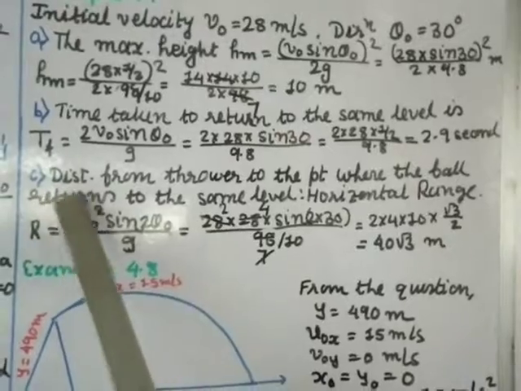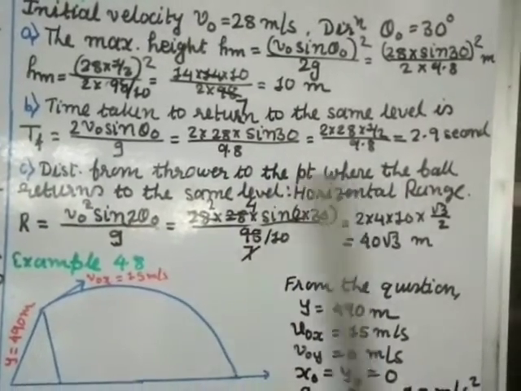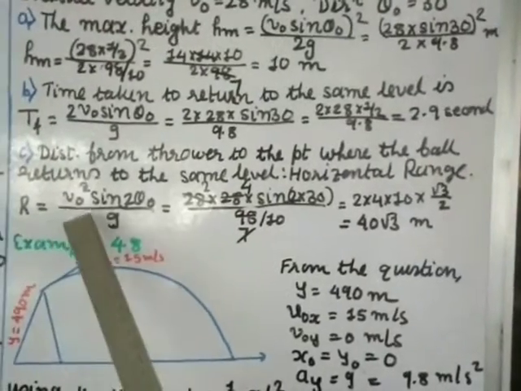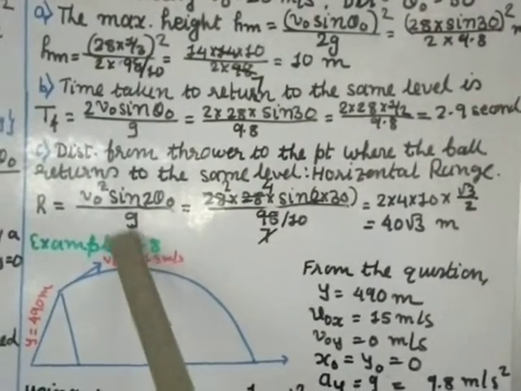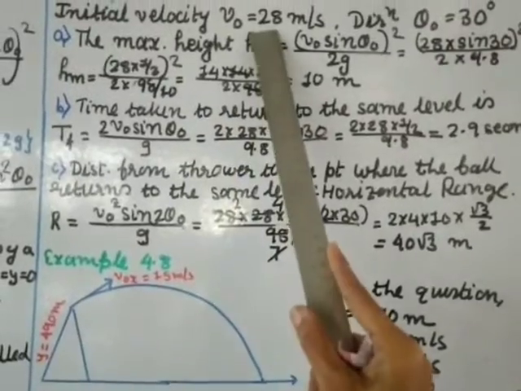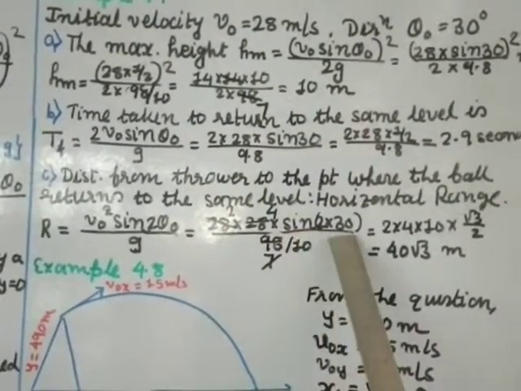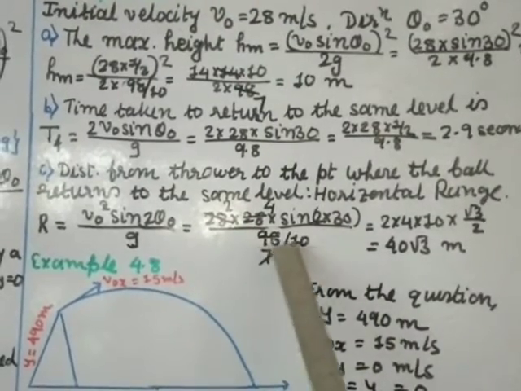Part C is the distance from the thrower to the point where the ball returns to the same level, that is the horizontal range. So R is equal to v0 square sine 2 theta naught by g. So v0 square means velocity, that is 28. So 28 square, that is 28 into 28 into sine 2 into 30 divided by g. I am writing g as 98 by 10.